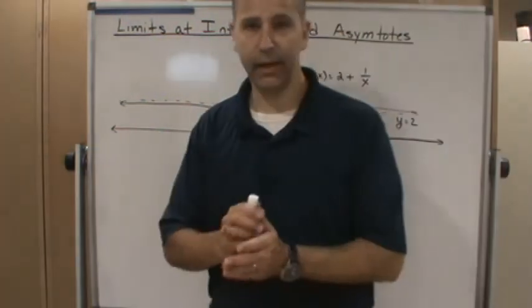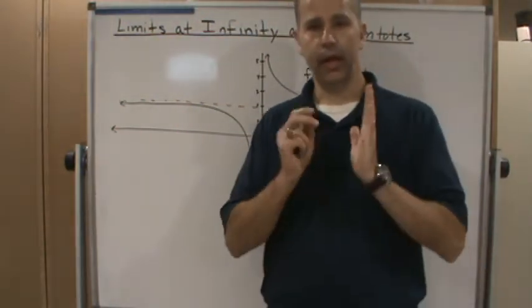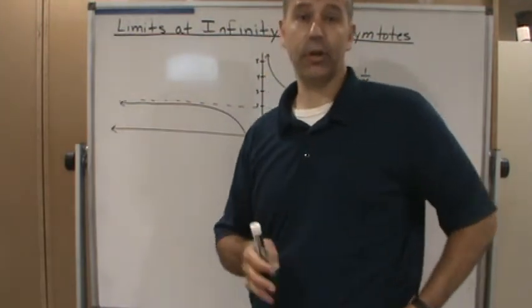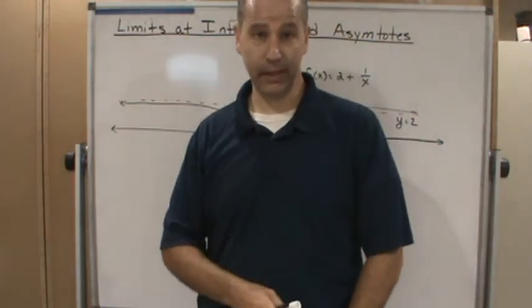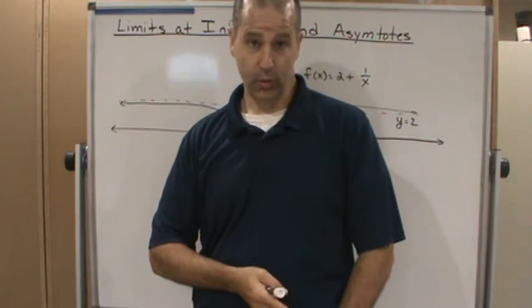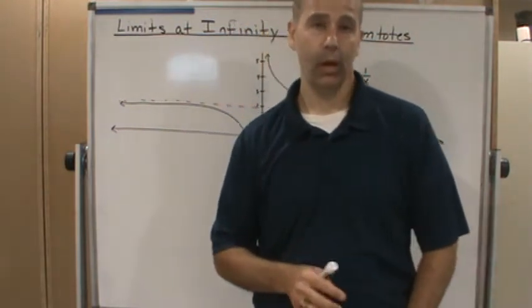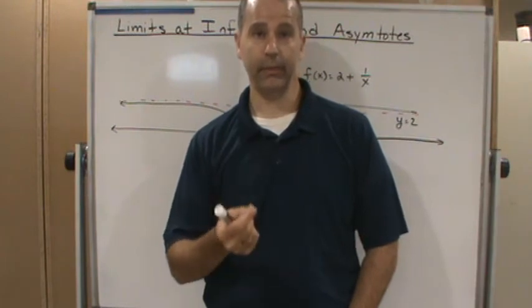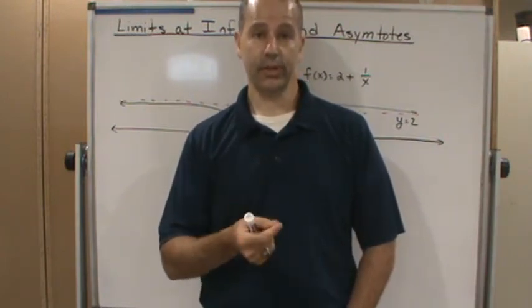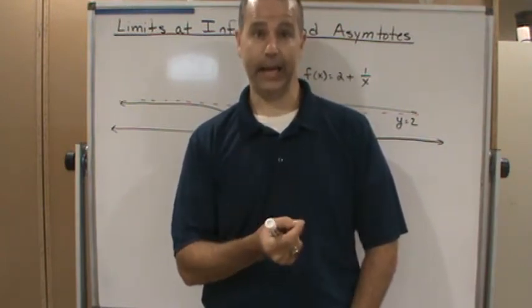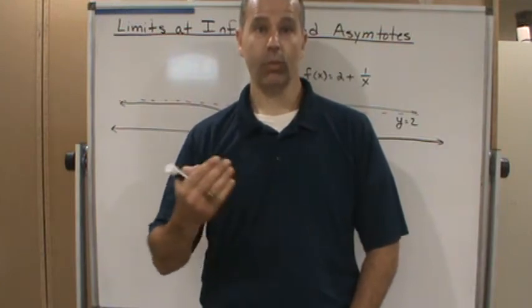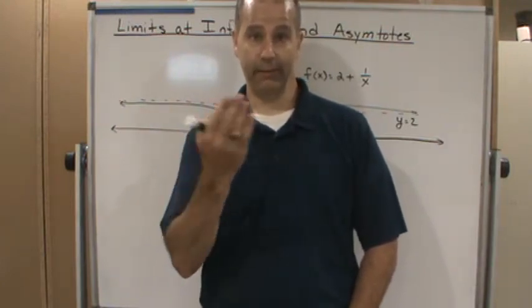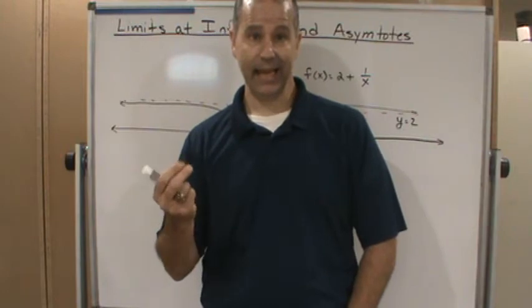Okay, welcome back, and now we're going to talk about limits again, but this time we're going to talk about limits at infinity and at asymptotes. Before, when we started talking about limits, what were we talking about? We were talking about limits as x approaches a specific value a. The limit of a function as x approaches a.